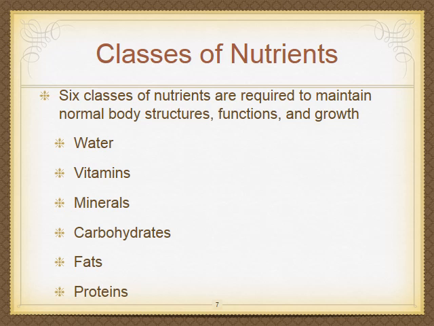Now, focusing on the classes of nutrients. There are 6 classes of nutrients that are required to maintain normal body structures, functions, and growth. Those are water, vitamins, minerals, carbohydrates, fats, and proteins. Now, these 6 nutrients are extremely important, so what I'm going to do is really focus on each of them one by one and give you a clear understanding of how important they are to animals.